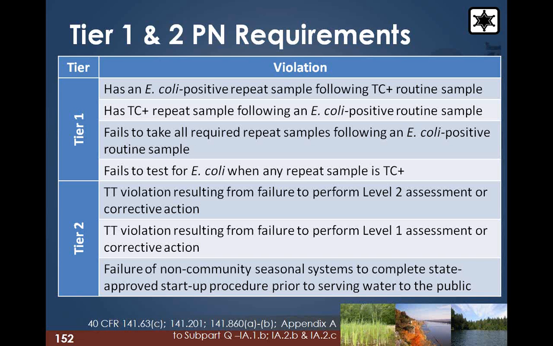If it's a violation associated with a treatment technique, that can take one of 2 forms. That can be a treatment technique violation because you failed to do something associated with one of your assessments or corrective actions, or it could be a treatment technique violation because you're a seasonal system that didn't comply with the startup procedures. Those are the treatment technique requirements that are embedded in the revised total coliform rule. Those violations are Tier 2, and we'll talk about what that means in terms of public notification.